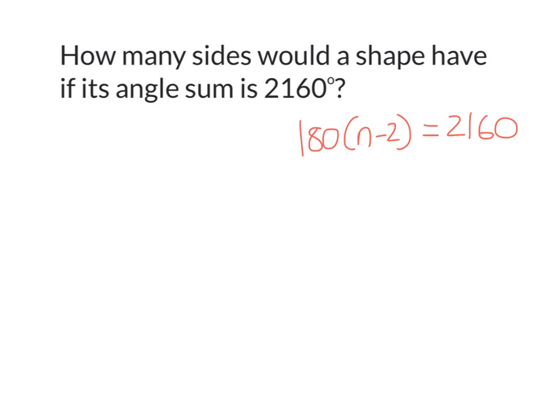So to solve this equation, I can expand the brackets or divide by 180. Either way works. So I'm going to divide each side first by 180. So here I get n minus 2 is 12. 2160 divided by 180 is 12. This means that if the angle sum's 2160, I would be able to divide it into 12 triangles. So adding 2 to both sides, it would have 14 sides, which is a tetradecagon is its name.